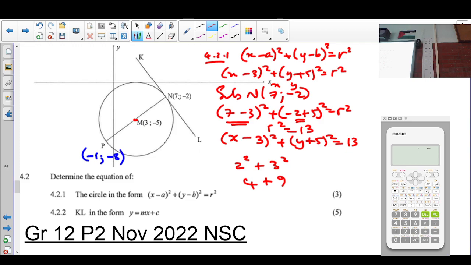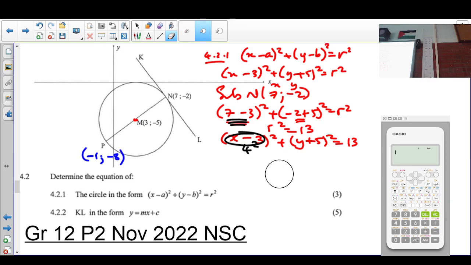Oh, 7 minus 3 is 4. And 4 squared is 16. It's giving the answer of 25. My mistake there, it should be 25. I don't usually make that mistake. Okay, so that is 25. Sorry about that. So yes, it's 25.